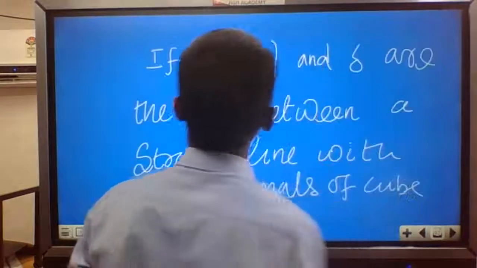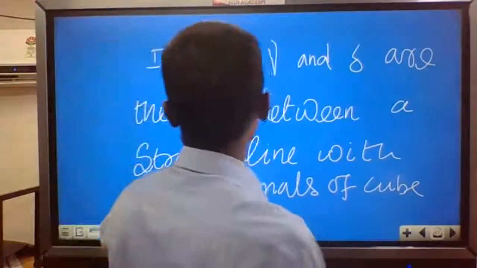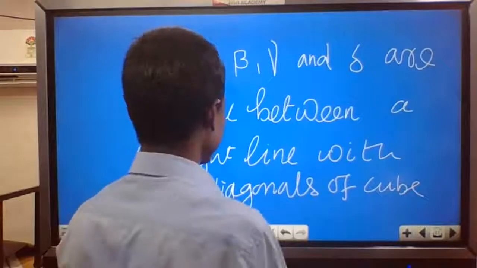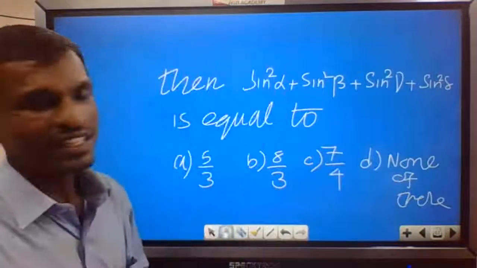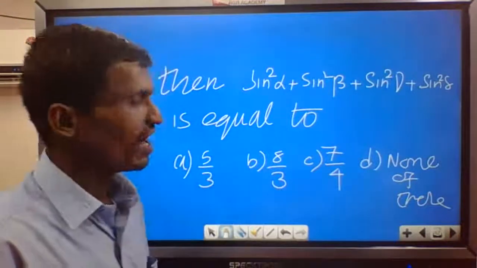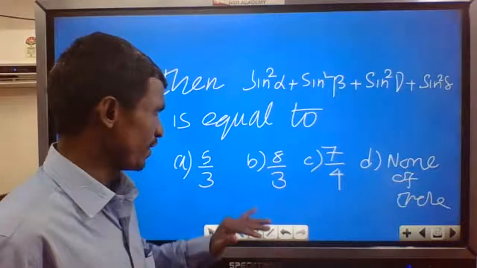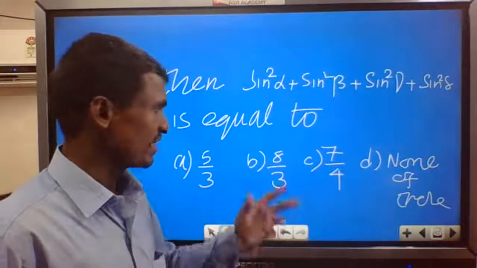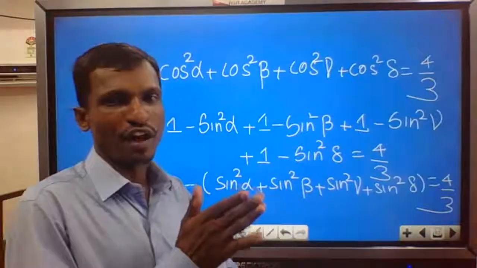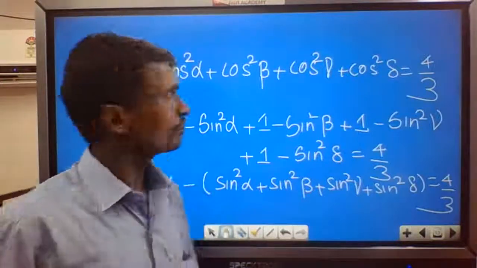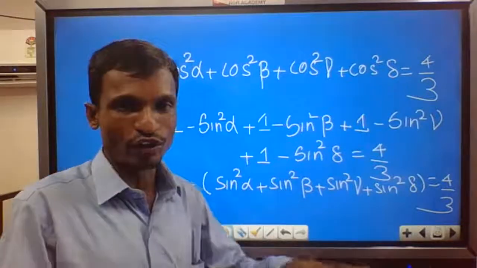What is the question here? If alpha, beta, gamma and delta are the angles between a straight line and the diagonals of a cube, then sin squared alpha plus sin squared beta plus sin squared gamma plus sin squared delta is equal to 5 divided by 3, 8 divided by 3, 7 divided by 4, or none of these. In the general formula, cos squared alpha plus cos squared beta plus cos squared gamma plus cos squared delta equals 4 by 3.